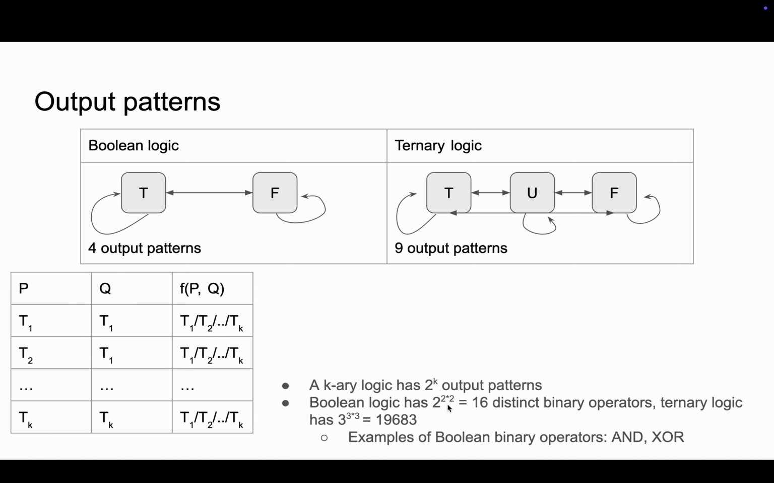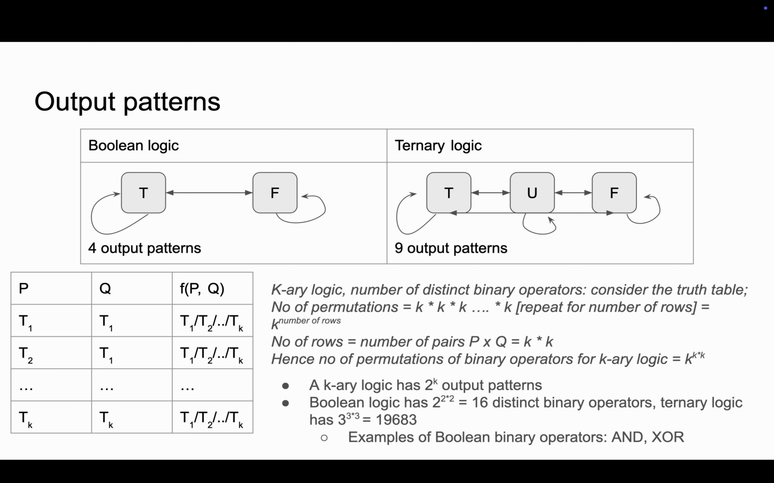For a k-ary logic, the number of distinct binary operators is actually given by k to the power of k squared. Let us look at the truth table on the left side. T1, T2, T3, T4 all the way to Tk are the different truth values of a k-ary logic. In a k-ary logic, the arity will be equal to the number of distinct truth values. In binary logic, you've got an arity of 2, therefore there are two distinct truth values.